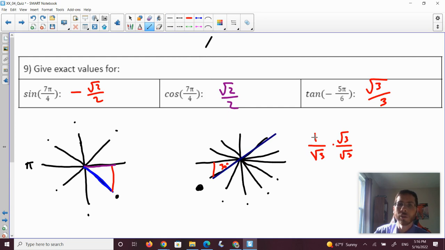That line has a positive slope. So since it has a positive slope, I know my answer has to be positive. So I'm good to go with that.